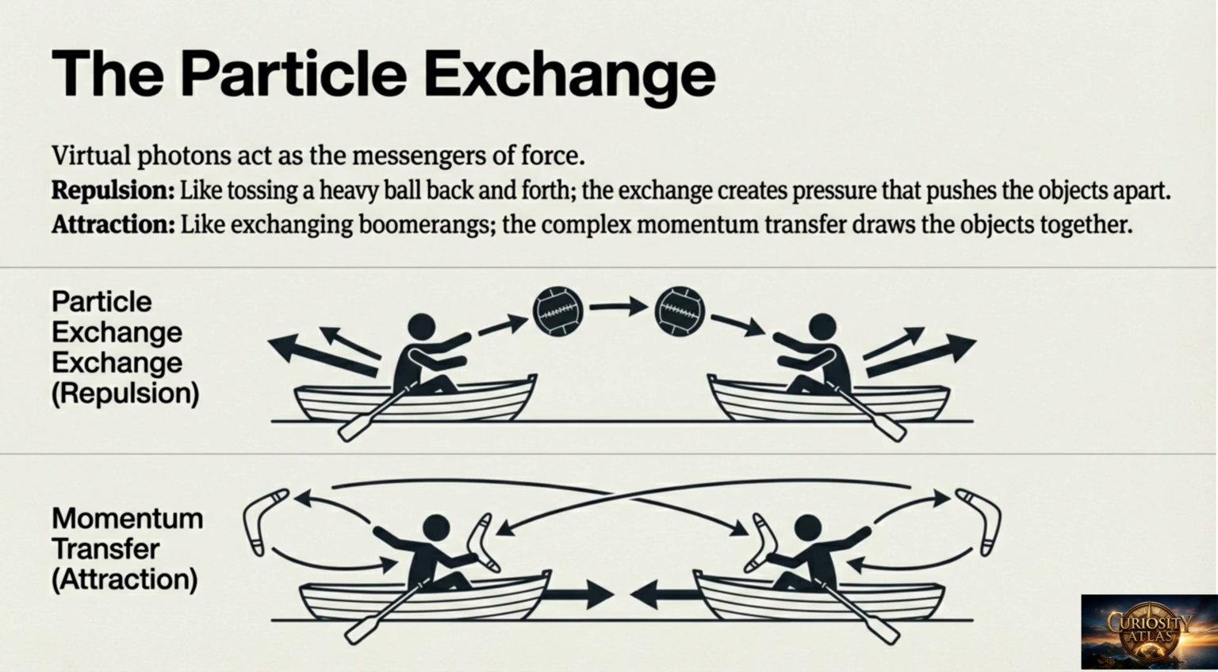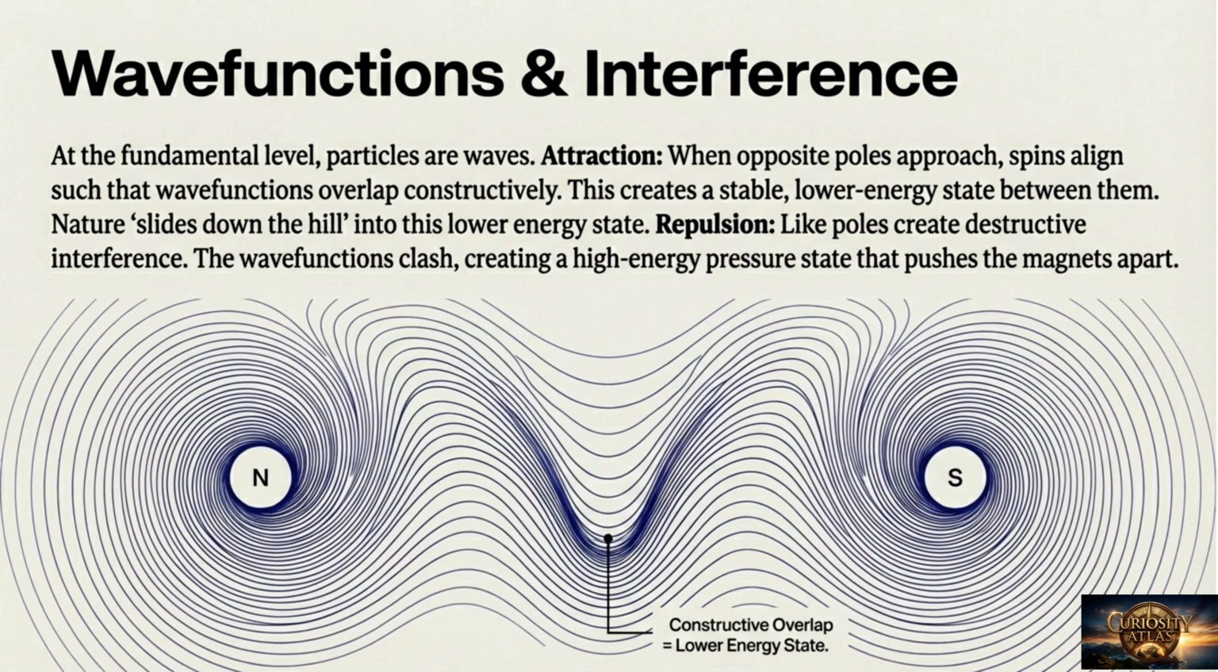Repulsion is like tossing a heavy ball back and forth, creating pressure that pushes objects apart. Attraction involves a complex momentum transfer, similar to exchanging boomerangs, which draws the objects together. At the fundamental level, particles are waves. Attraction occurs when opposite poles approach, and wave functions overlap constructively, creating a stable, lower energy state. Repulsion occurs when like poles clash, creating destructive interference, a high energy pressure state that pushes the magnets apart.